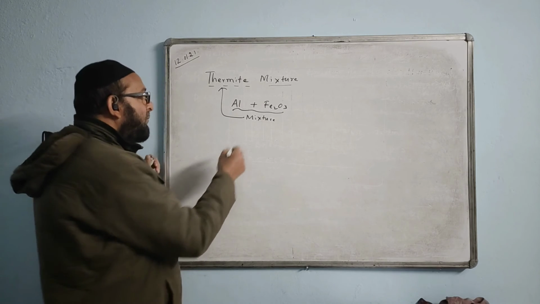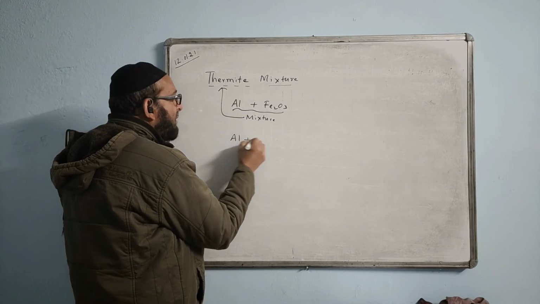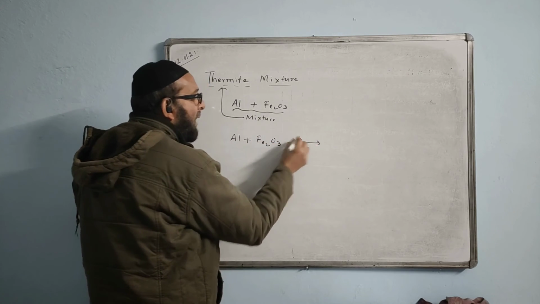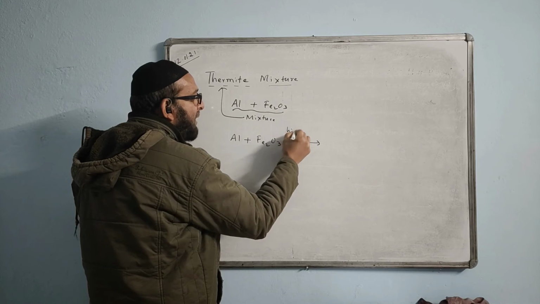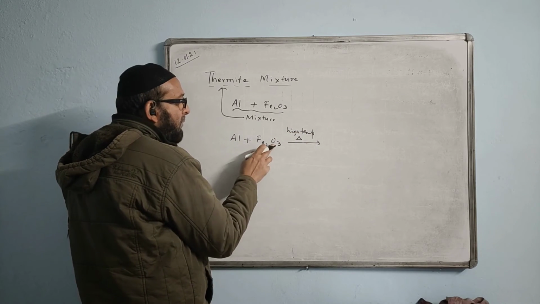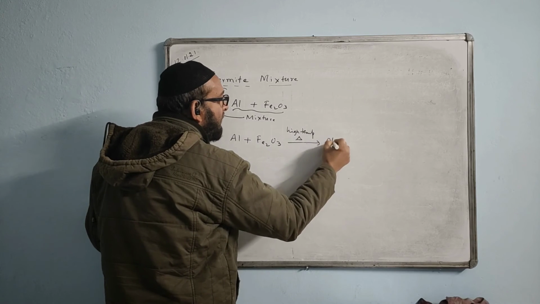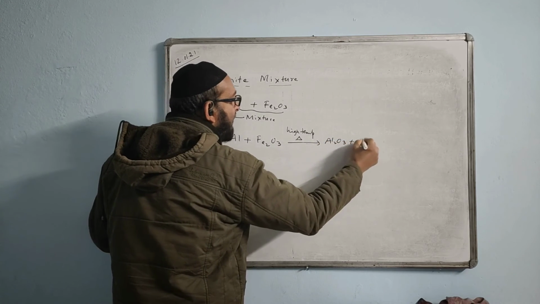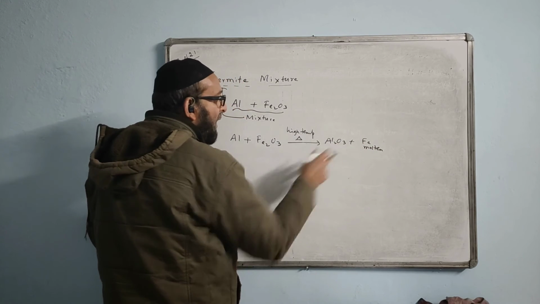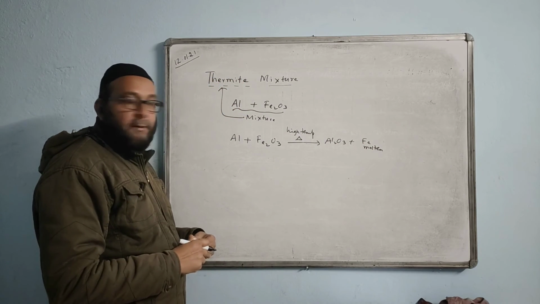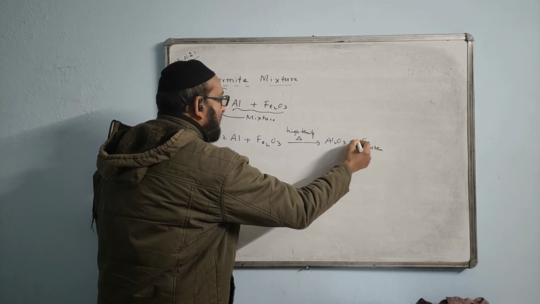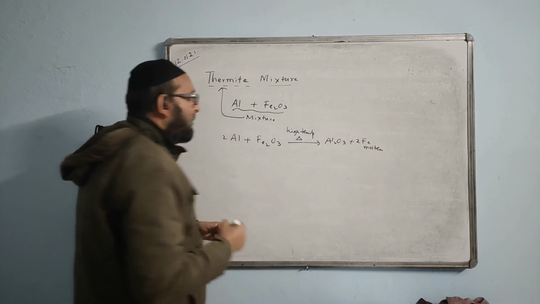The reaction is Al plus Fe2O3, and here we are heating at high temperature. Then aluminium will remove oxygen from it, and it will give you Al2O3 plus Fe. This Fe will be in the molten form because of the very high temperature. You have to put 2 here and 2 here, now it's balanced.